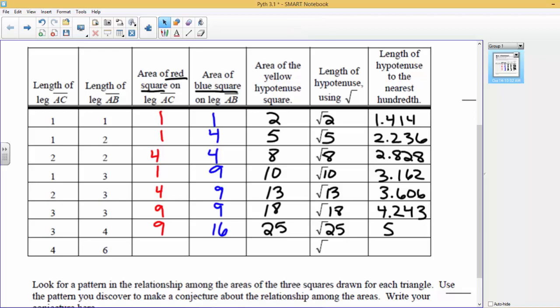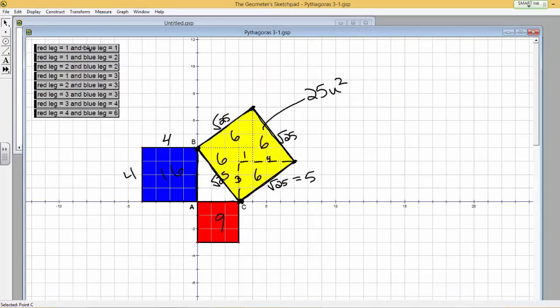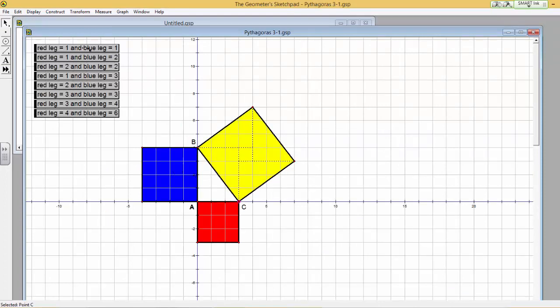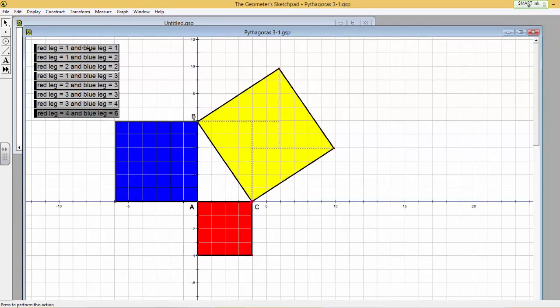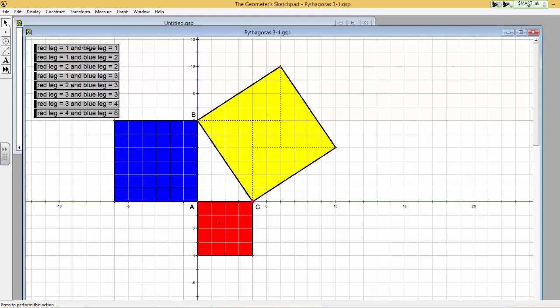Okay, the grand finale. 4 by 6. We're jumping. You might know the pattern. If you do, try it. Red square's area, 16. 4 times 4. Blue square's area, 6 times 6, 36. Yellow square's area, the middle's 4. These are 4 by 6 triangles. 4 times 6 is 24. Divided by 2 is 12.